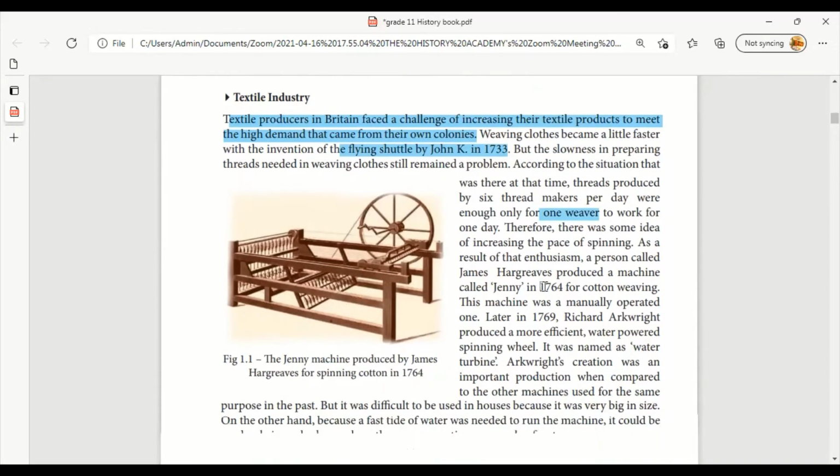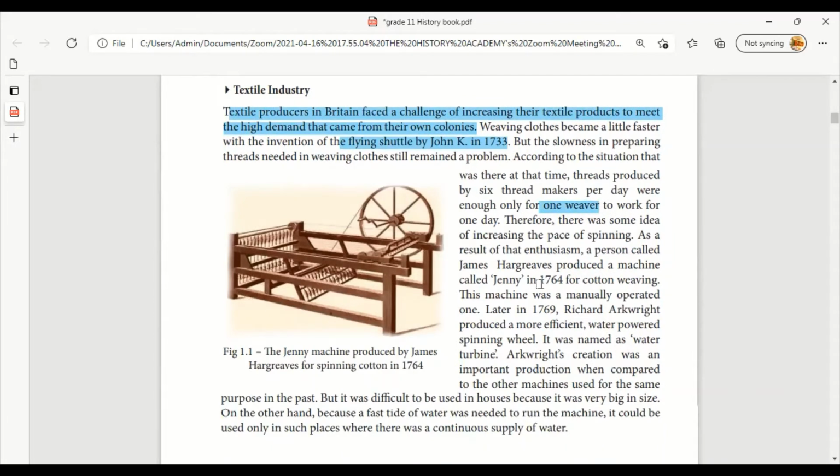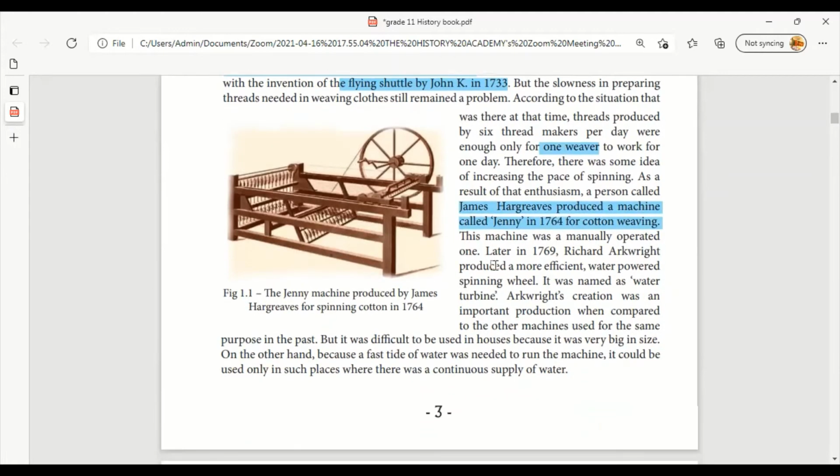Because of that, in 1764, James Hargreaves produced a machine called the Jenny for cotton spinning. That was the second invention in the textile industry. Then the third invention was in 1769. Richard Arkwright produced a more efficient water-powered spinning machine. It is known as the water frame, right?